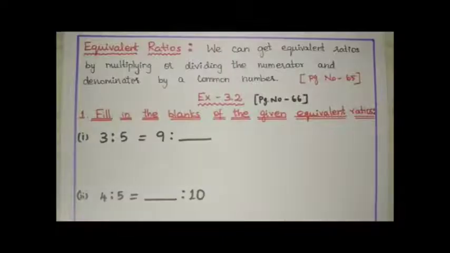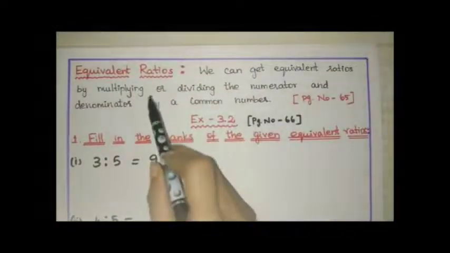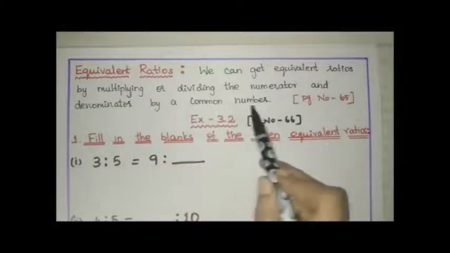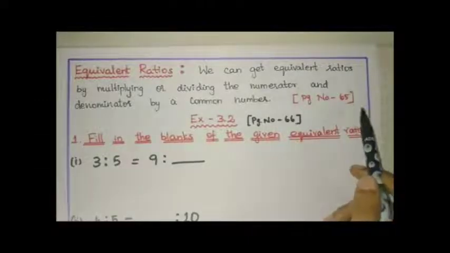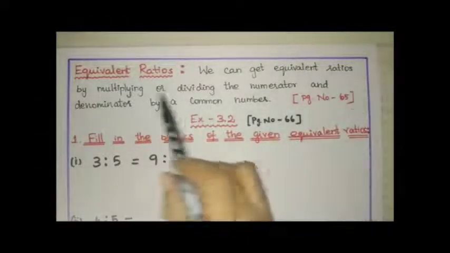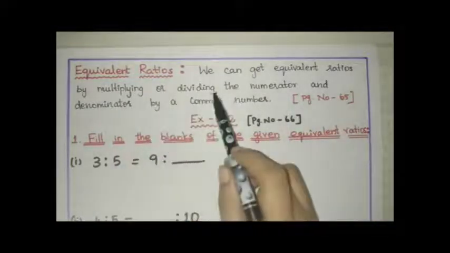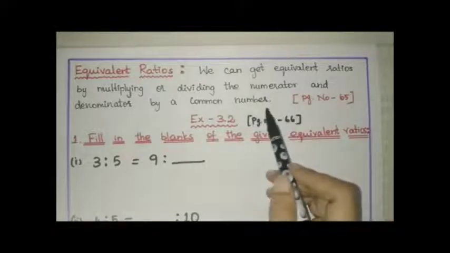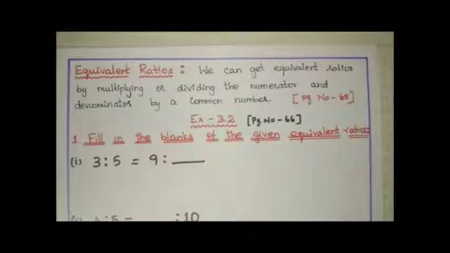Okay, equivalent ratios. For that you have to multiply or divide the numerator and denominator by a common number. You can refer to page number 65 in your maths book. So you can get equivalent ratios by multiplying or dividing the numerator and denominator by a common number. So let's do one example.